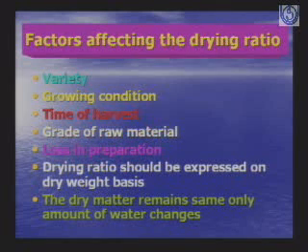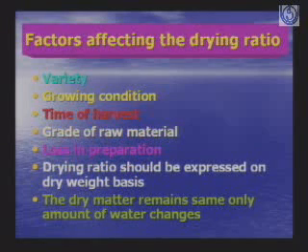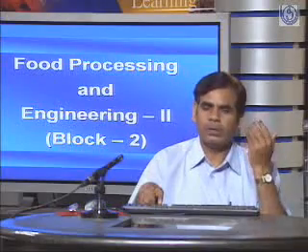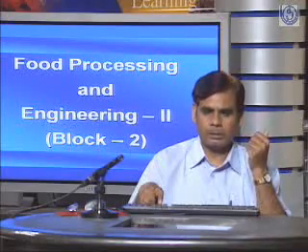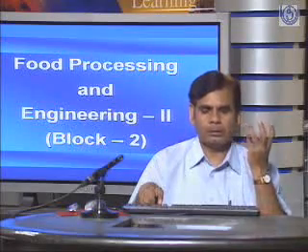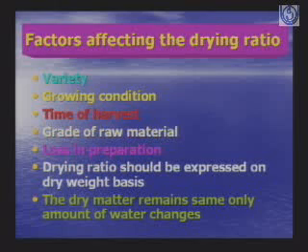So the growing conditions also affect the drying ratio, including which type of condition it is grown in, and the time of harvest, whether it is harvested in the morning or evening, or harvested 2 to 3 days before. The grade of raw material, whether small, medium or large size, also affects it. And loss of preparation, how much loss goes on in the preparation.